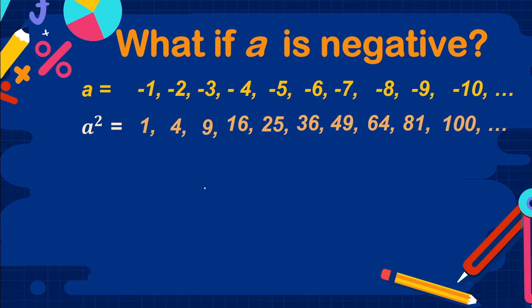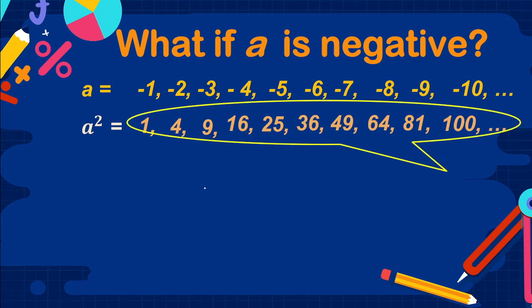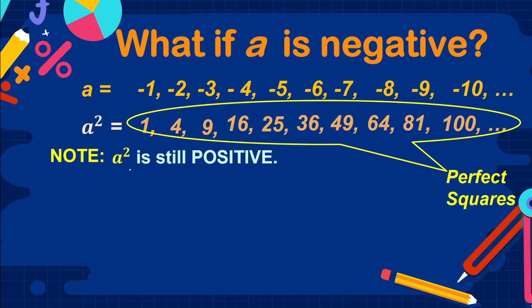So, what do we call these numbers again? They are called perfect squares. Note a squared is still positive. So, kahit negative yung a natin, pag in-square natin siya, the answer will be positive.